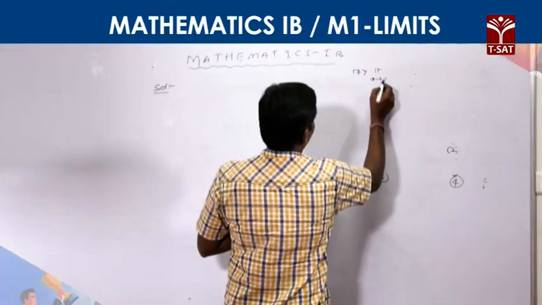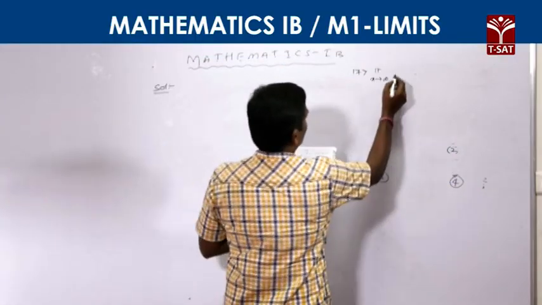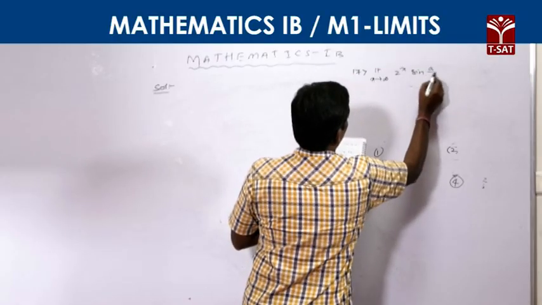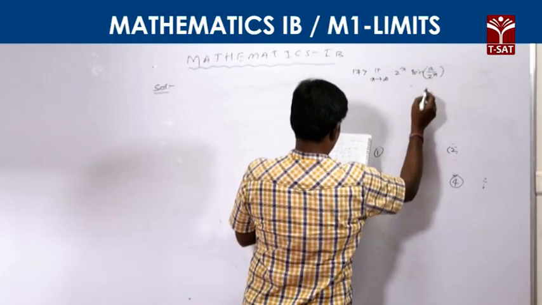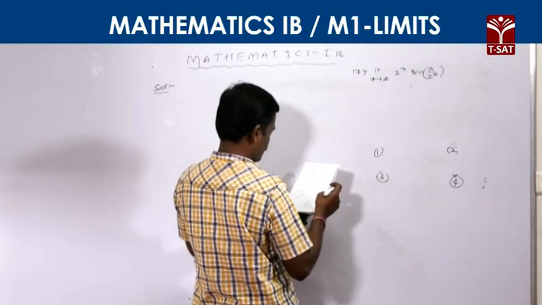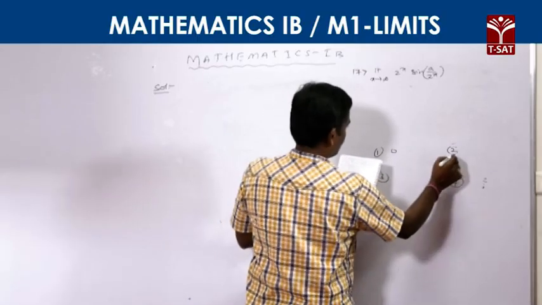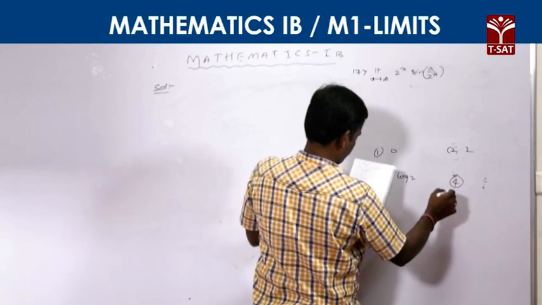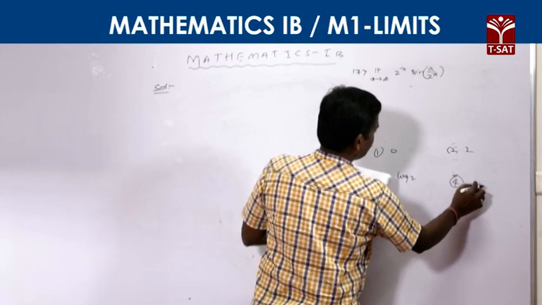Limit x extends to infinity, 2 power x into sine of a by 2 power x. So options are 0, 2, log 2, a.